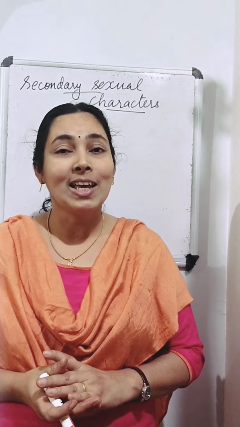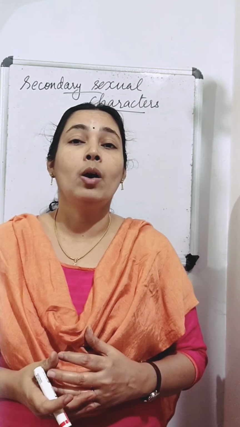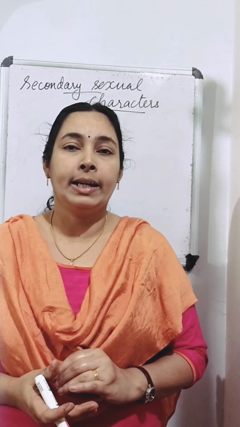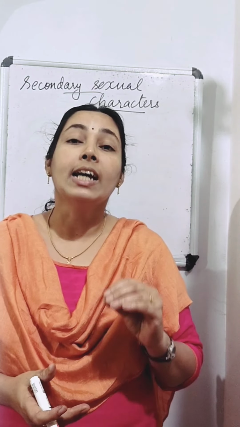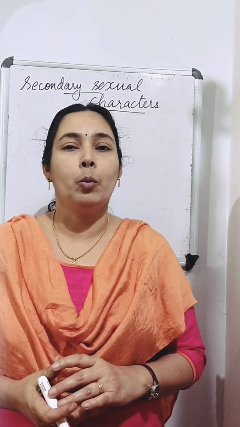Then in both boys and girls, hair grows under the arms and in the region above the thigh, the pubic region. So these are the secondary sexual characters, or the changes which occur during puberty.